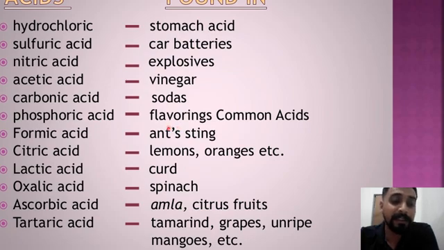फॉर्मिक एसिड, these things are important. आंट जो हमारा स्टिंग होता है ना, आपको कीड़ी काट लेती है ना, that is formic acid. And lemon, oranges, these things have citric acid. कर्ड में हमारा होता है लैक्टिक एसिड. स्पिनच जो हमारी होती है, ऑक्सैलिक एसिड. आंवला, सिट्रस फ्रूट्स जितने भी हैं, एस्कॉर्बिक एसिड. And tamarind, grapes, unripe mangoes, they have tartaric acid. So these are the sources and these are the acids.